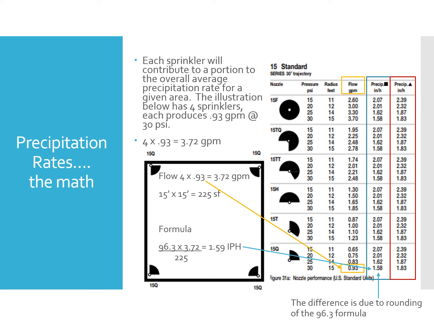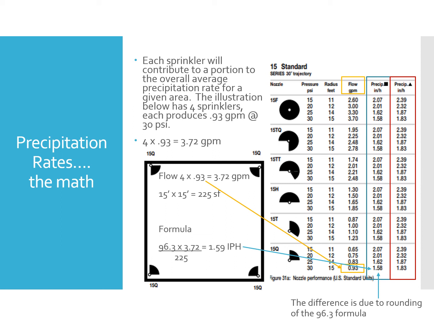So we take our 96.3, multiply it by our total flow rate, which was 3.72, and then we're going to divide that number by 225 square feet, which comes up to 1.59 inches per hour. Now compare that to the chart.